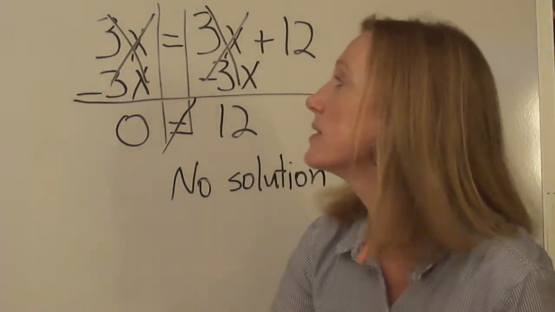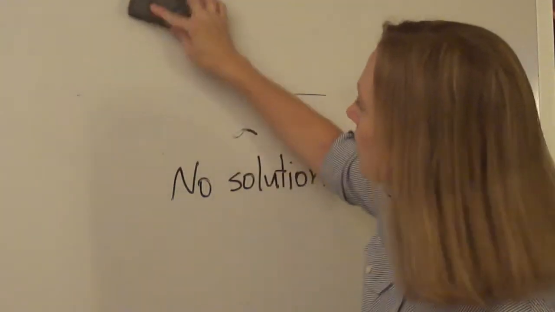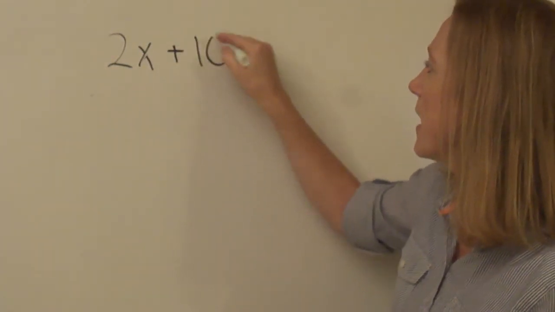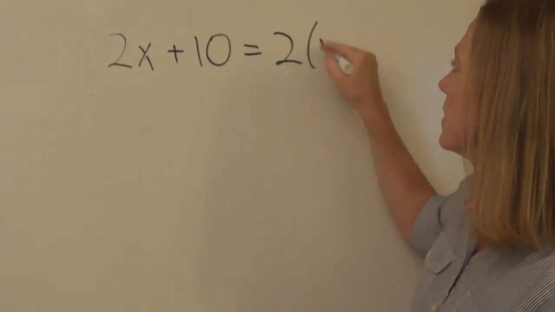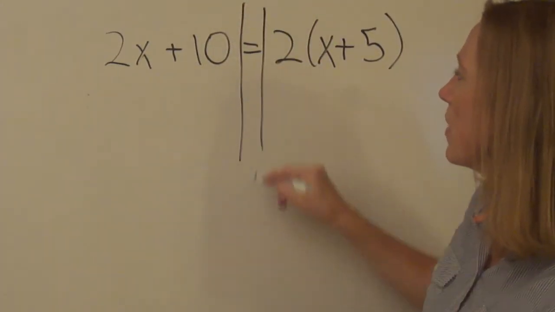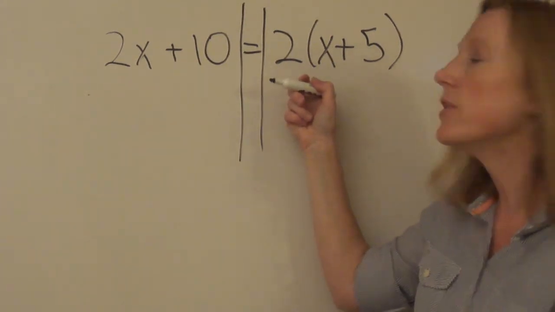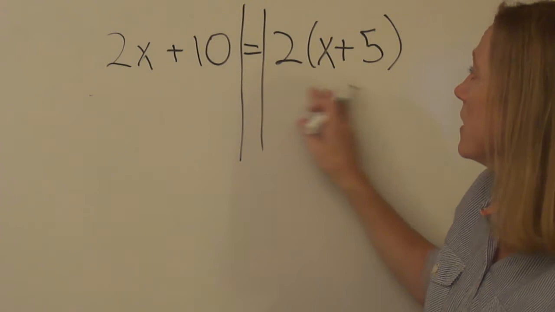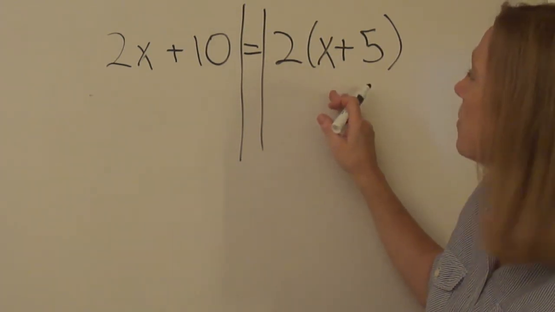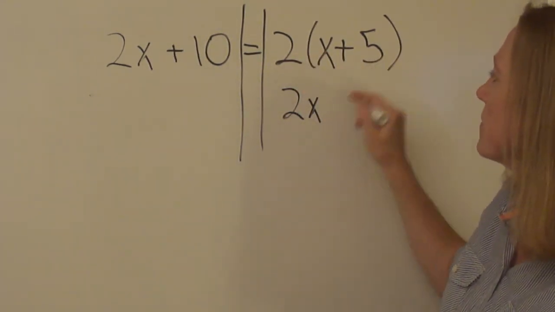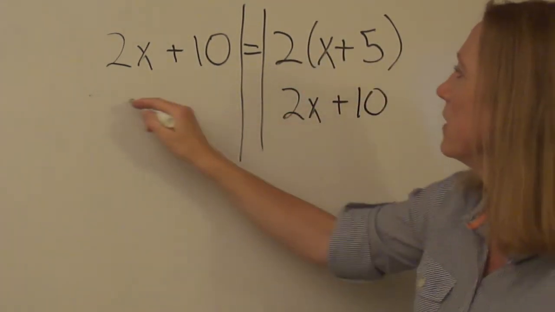Now let's look at our last example. Here we have 2x plus 10 equals 2 times x plus 5. I'm going to separate my equation. I've got, again, variables on both sides, but here I have parentheses, and we know we need to simplify by distributing. 2 times x is 2x, 2 times 5 is 10.